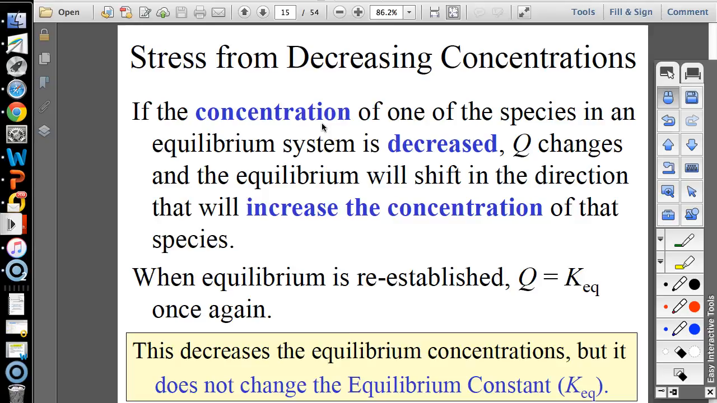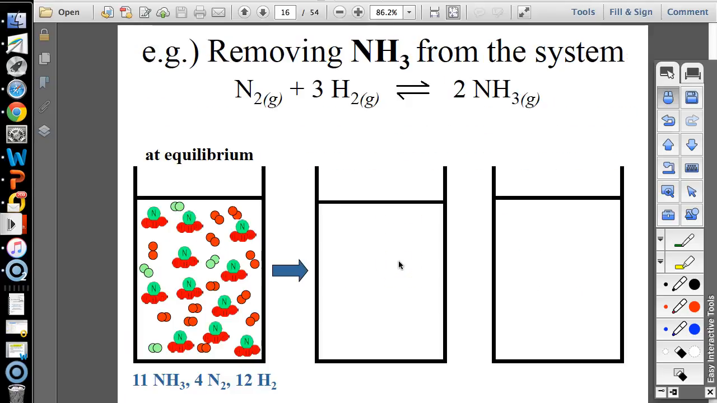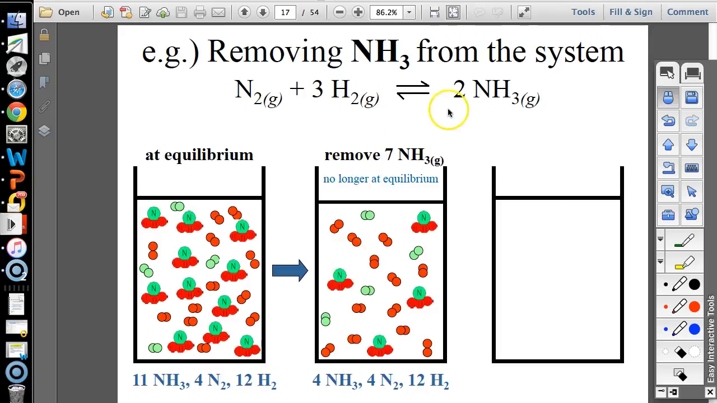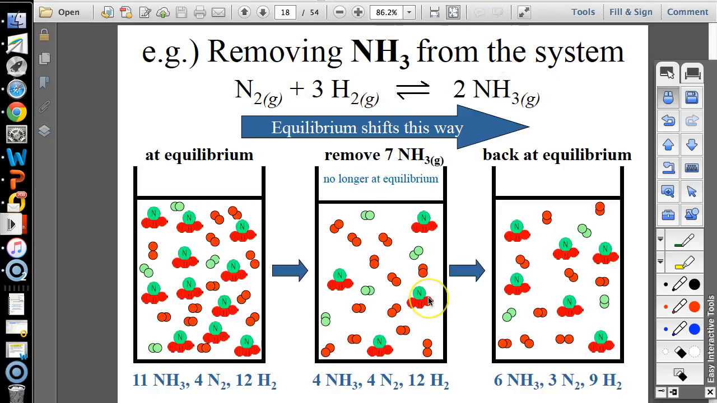All right, so if you decrease concentration, then the equilibrium is going to have to shift in the direction that's going to increase the concentration of that species. So again, that doesn't change KEQ. So if we come in here and at equilibrium, we have 11 NH3s, 4 N2s, and 12 H2s. What's going to end up happening if I remove some of my ammonia, then I'm going to shift the equilibrium back toward the product side to make more.